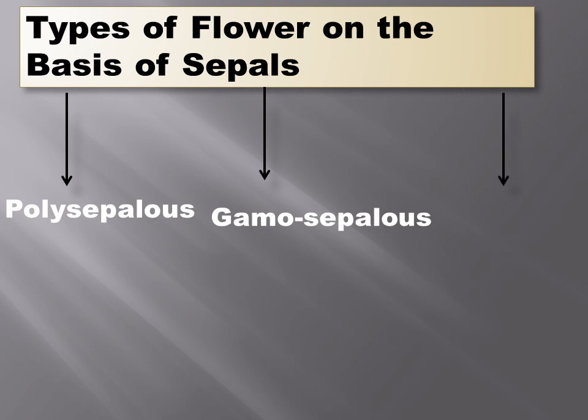And the third type is the pappus. Sometimes the sepals are modified into hairs and called the pappus. It is the characteristic of the Compositae family. So in the Compositae family, the sepals are called the pappus.